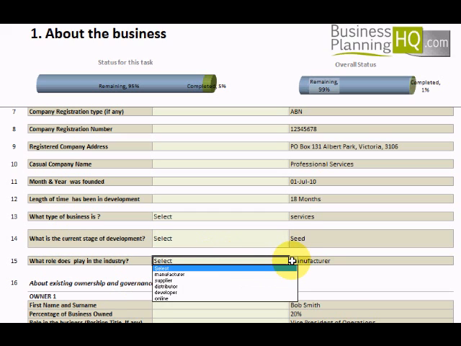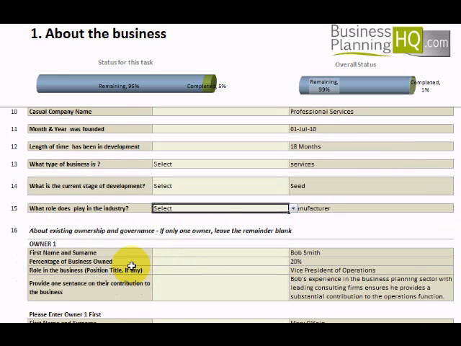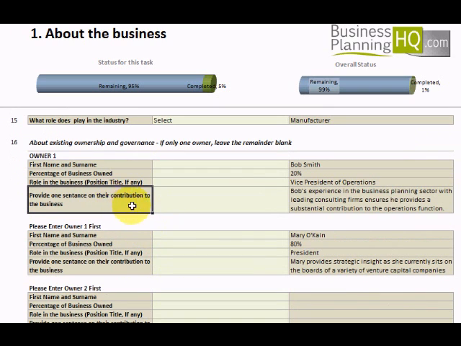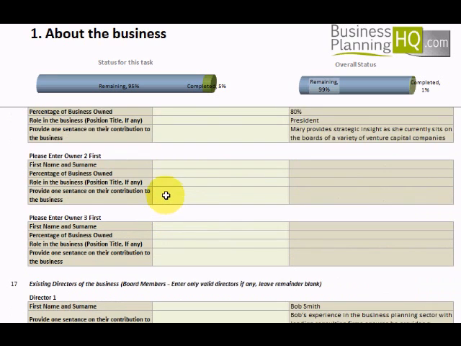What role does the business play in the industry? Manufacturer, supplier, distributor, developer, etc. And then at section 4, some names, so the owners, first and surname, percentage of the business owned, what their position is in the business, and a sentence on their contribution to the business. If you only have one owner, just enter the first owner and leave the rest of the owners blank.